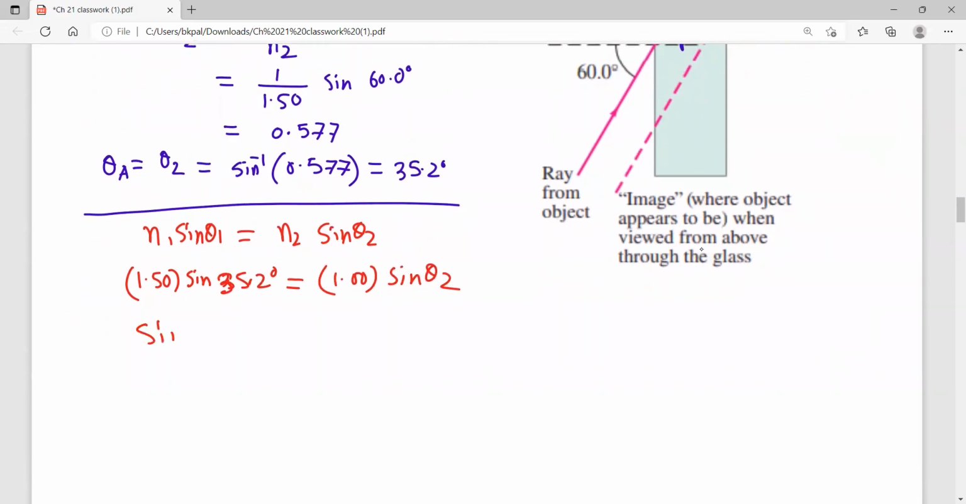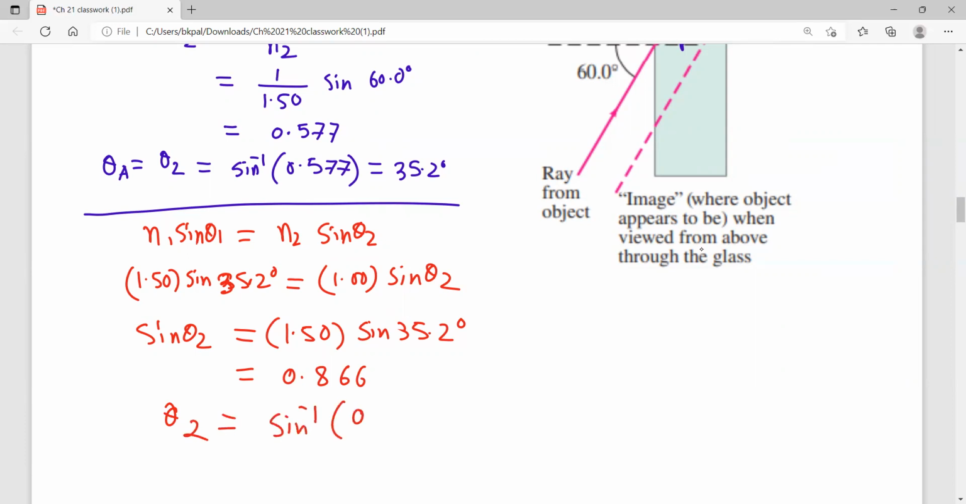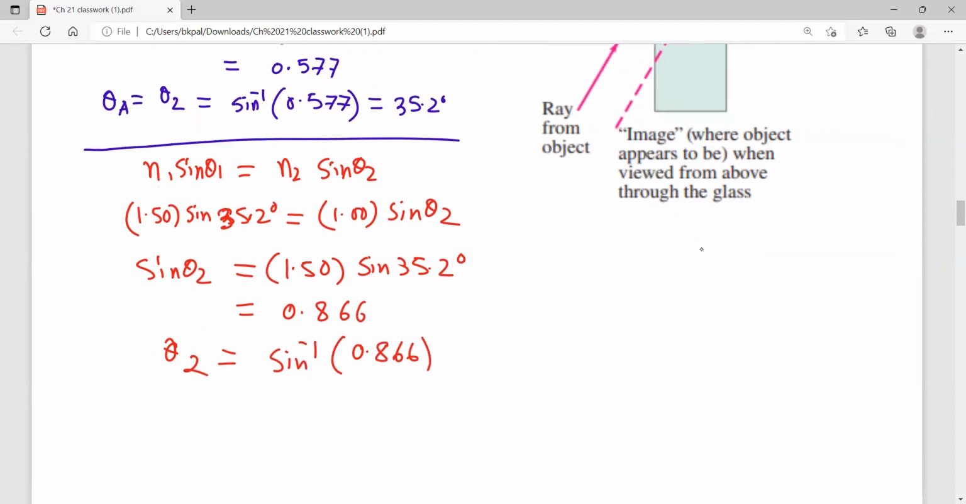Now if I solve it for sine theta 2, it gives me 1.50 sine 35.2 degrees. If I calculate, it gives me something like 0.866. Similarly, we can calculate theta 2 by taking the inverse sine, and this time we get 60 degrees, exactly 60 degrees. So this time theta 2, meaning theta B, is equal to 60 degrees.